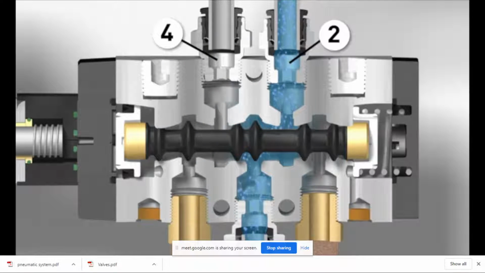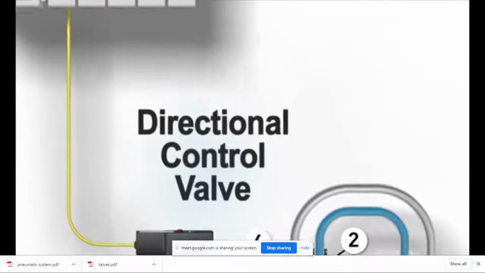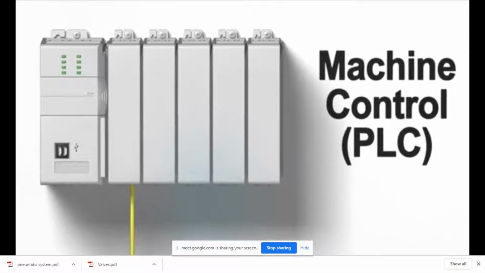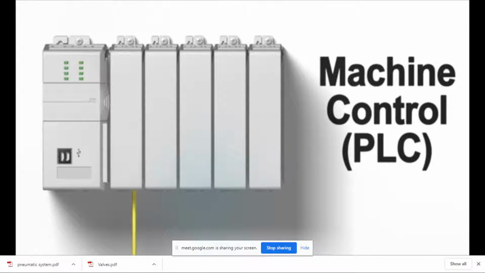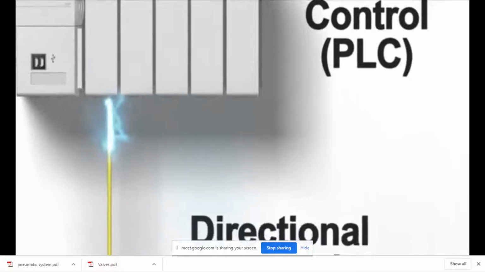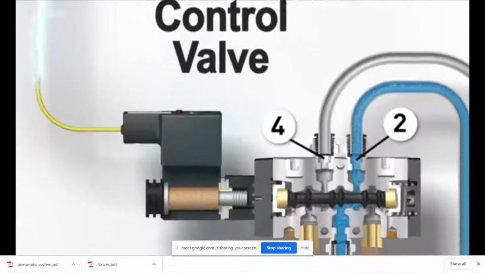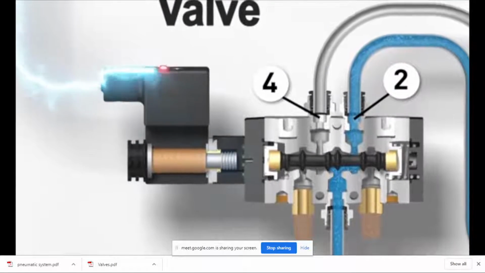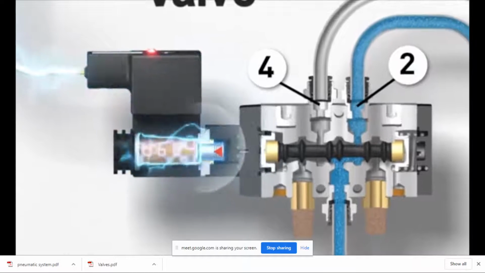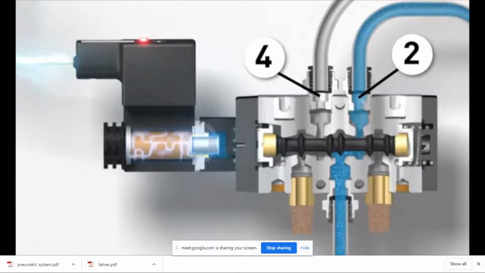In order to change the direction of the air to the number 4 working port, the valve needs to be turned on. In most automated equipment, a PLC, or programmable logic controller, will instruct the valve to shift using an electrical signal. When the signal arrives at a portion of the valve called a solenoid coil, a magnetic field is created that pulls a cylindrical piece called a plunger towards it.